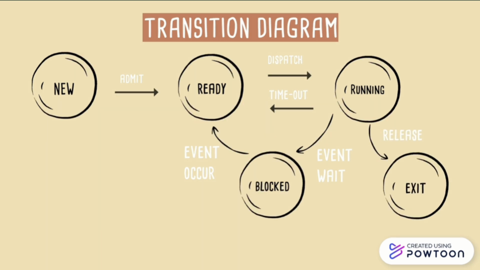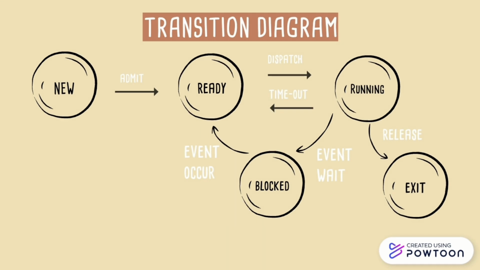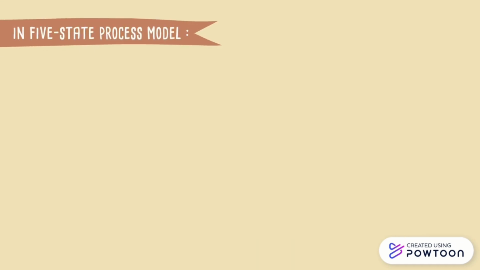This transition occurs when a running process completes its execution or is terminated. The process moves from the running state to the exit state. In the exit state, the process has finished execution and is removed from the system.